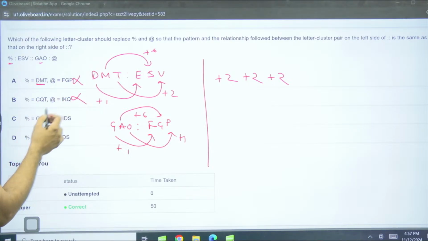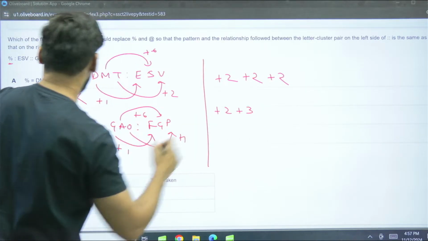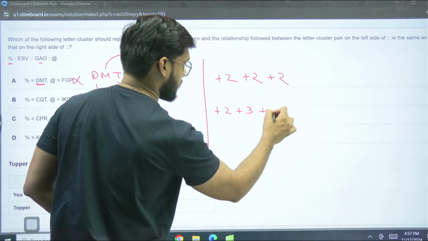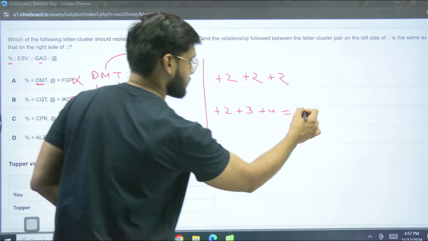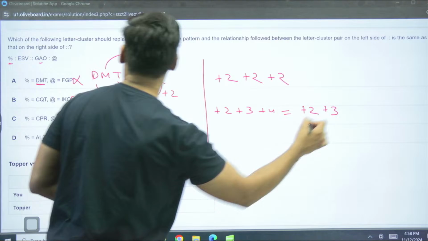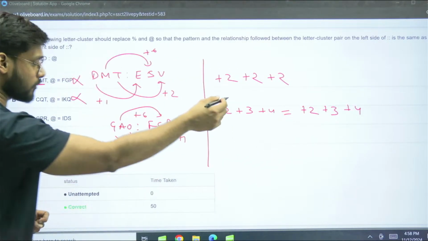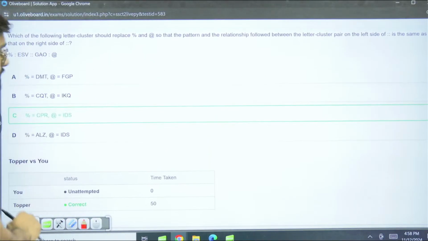C to E plus 2, P to S plus 3, because P is 16, S is 19, R is 18, V is 22, plus 4. Similarly, G is 7, I is 9, plus 2. A is 1, D is 4, plus 3. O is 15, S is 19, plus 4. So 2, 3, 4, 2, 3, 4, which means option C. Option C is the right answer. Let's mark option C.